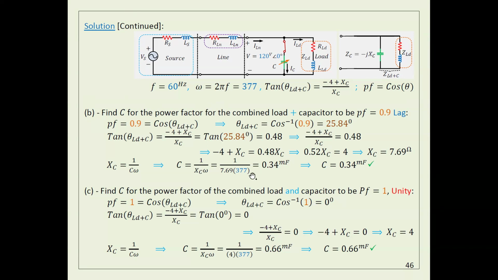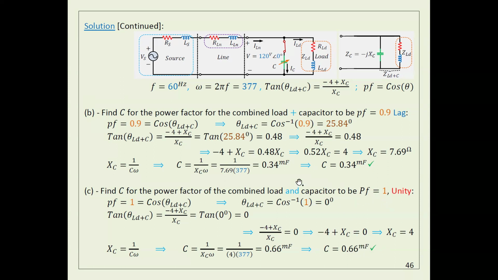You can repeat the calculations I have here, but this time instead of using 0.9, I'm going to use 1. That's what I did, and I found this capacitance. That's what I want to teach here, guys. What do you mean by power factor correction? I'm going to add a capacitance here. If I put a capacitance of 0.34 millifarad, it can make the power factor 0.9. However, if I make the capacitance 0.66 millifarad, this is going to make it 1.